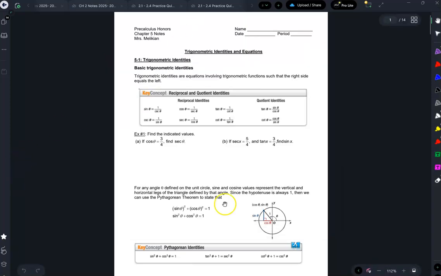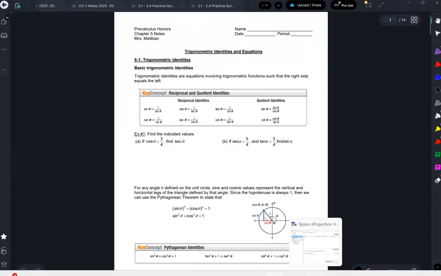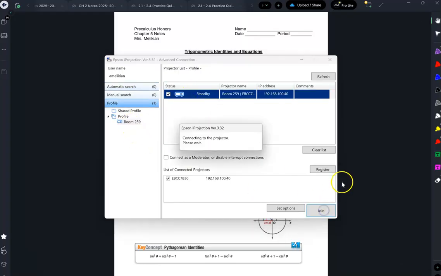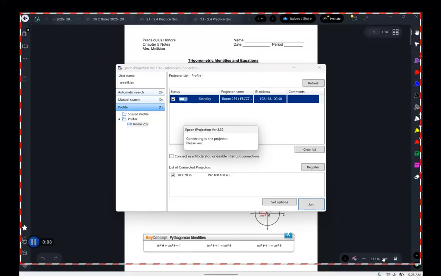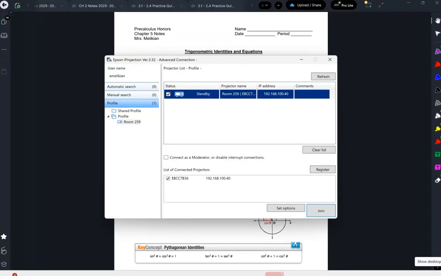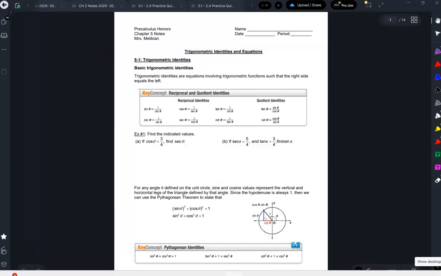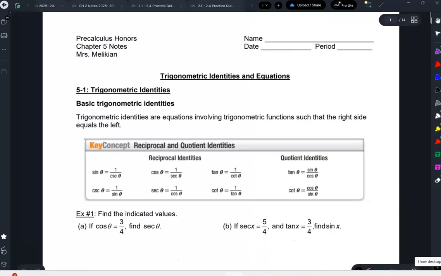We're going to start chapter 5, which is on trigonometric identities. This whole chapter is going to be about how to solve equations using trigonometric identities, how to simplify expressions using trigonometric identities, and all that good stuff. All right, so starting with this one here.